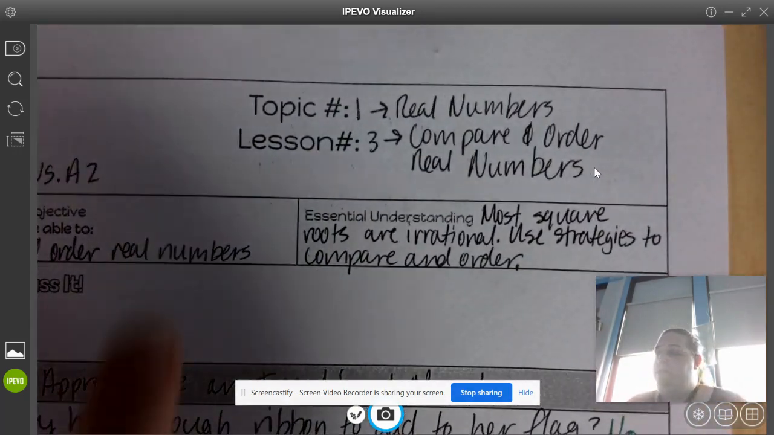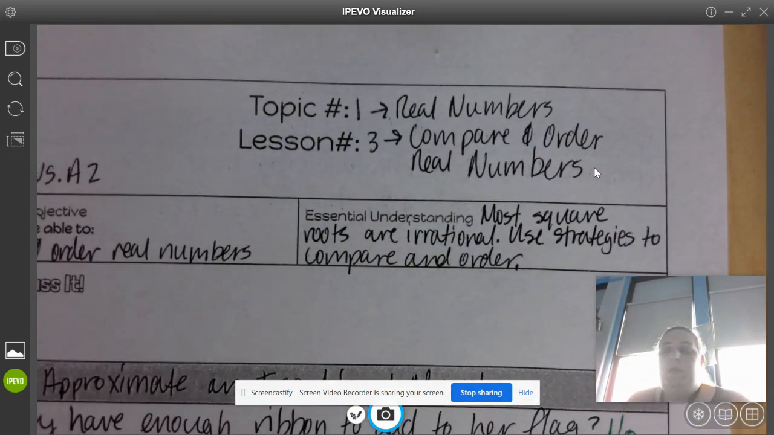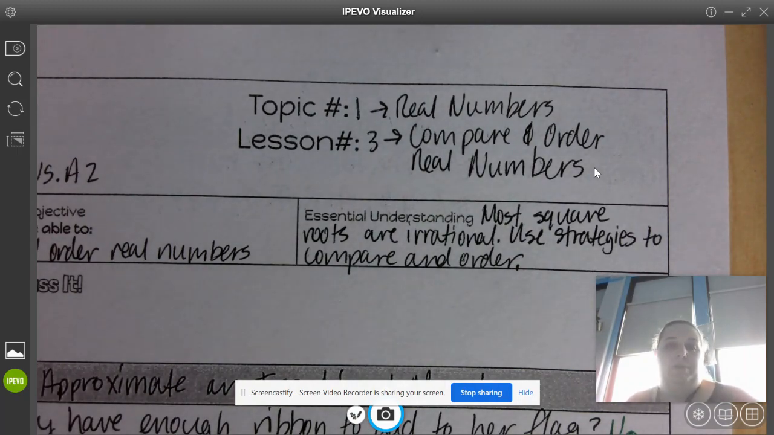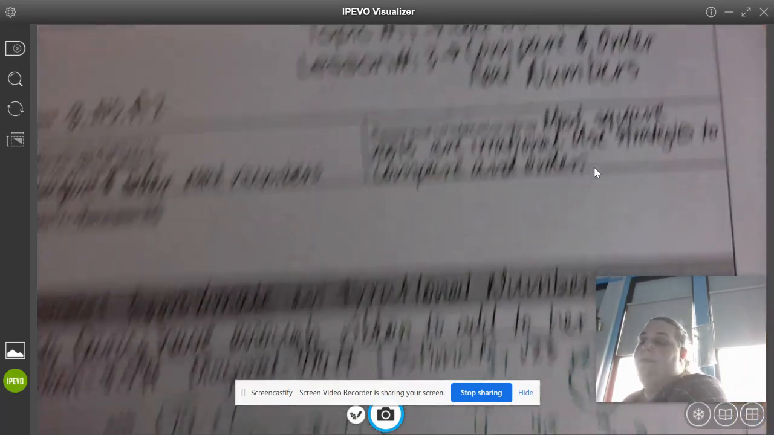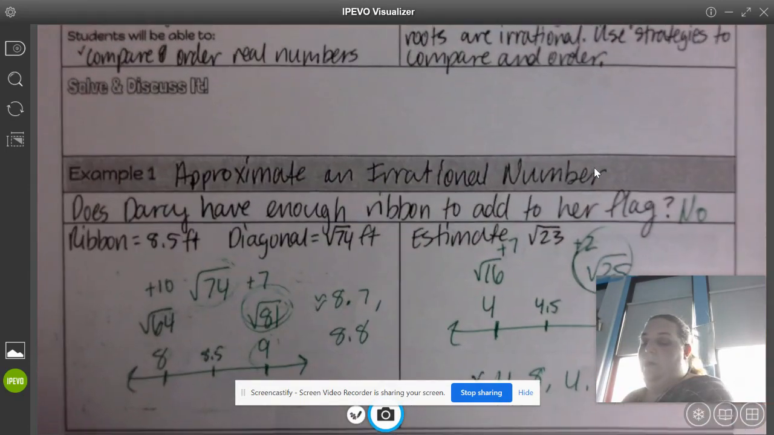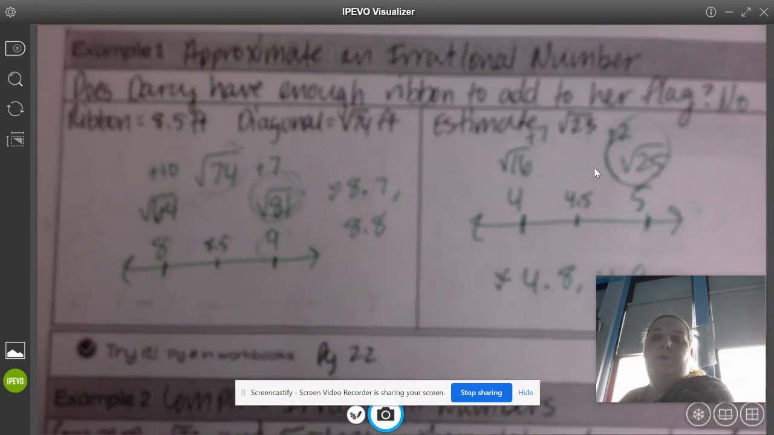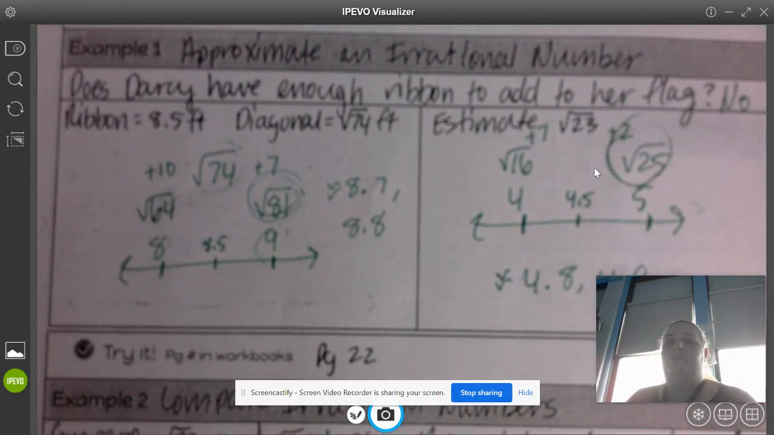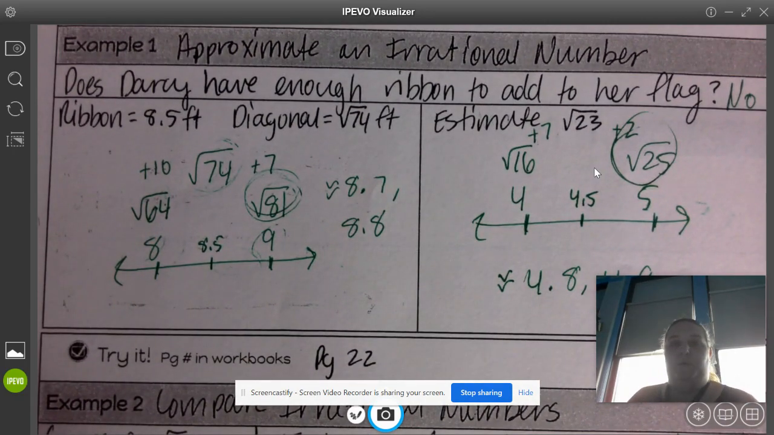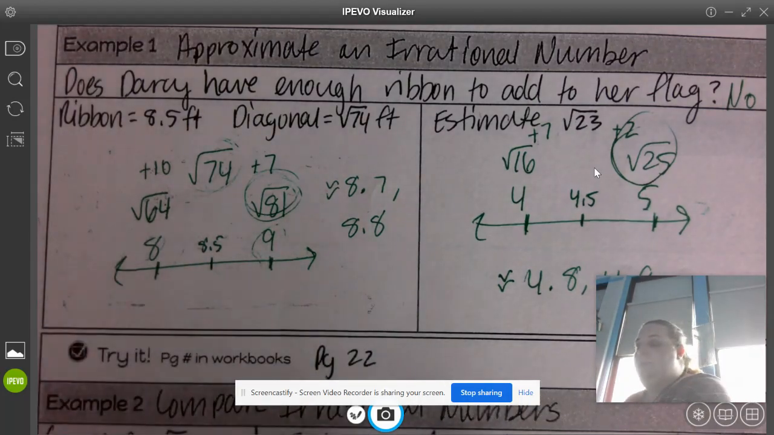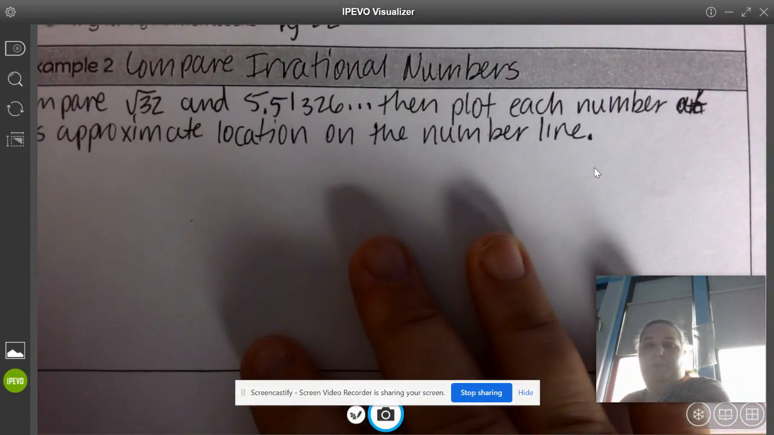So it looks like this, topic 1, lesson 3. If you don't have a copy of the notes, you can just watch the video and get a copy later, or you should be following along. So yesterday we went over how you approximate an irrational number when we have a non-perfect square root. And we need to know that as we get into comparing different numbers. So we're going to move down to example 2.